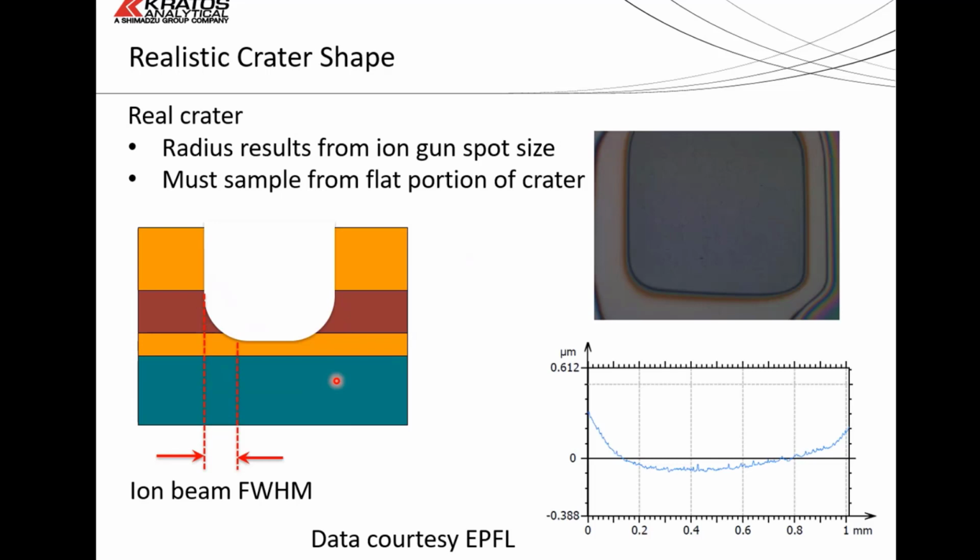But in reality, our craters don't quite look like this. Every real crater will have a curved edge like this on the bottom, and that will be defined by the size of the ion beam full width at maximum, so your probe size. For XPS instruments, those probe sizes are typically in the region of about 300 to maybe 500 microns.